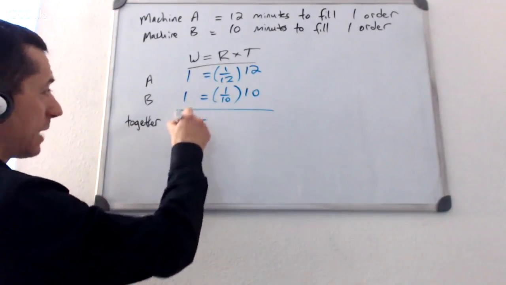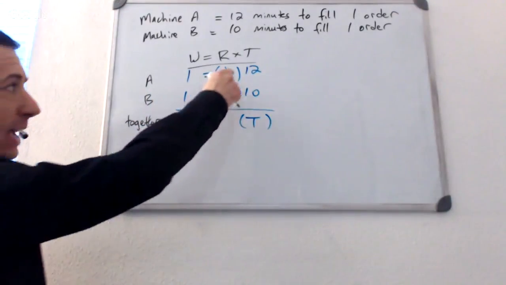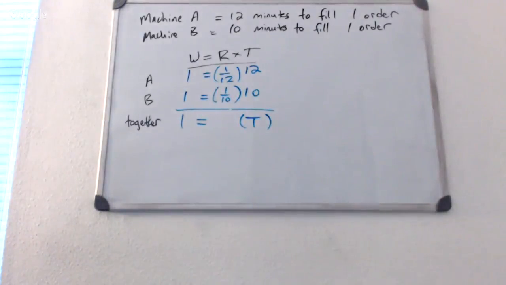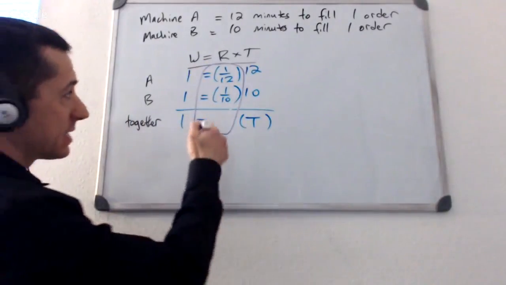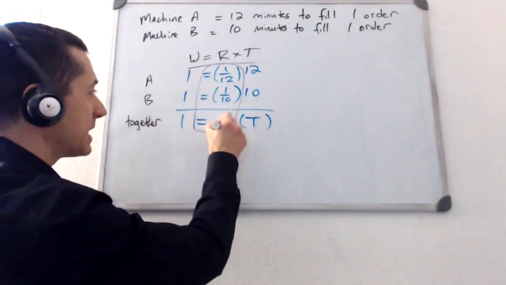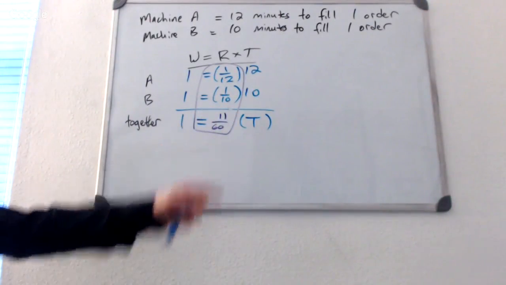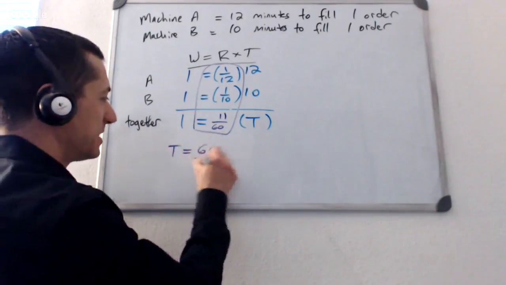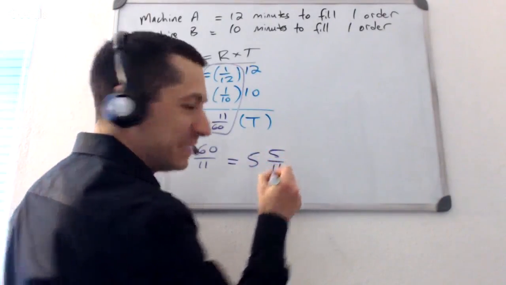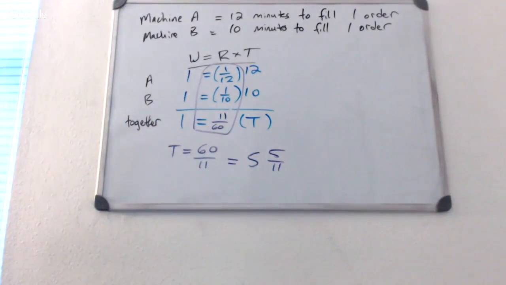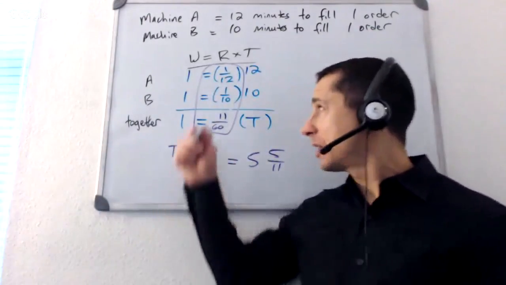Together, well, they've got to produce one order still. We're interested in their time together. And now all we have to do is add these rates. Two things working together, this is always going to be the case. So what do we get here? Not the nicest of numbers. Common denominator is going to be 60 there, I believe. 11 over 60. Great. Solve for t, so t must be 60 over 11. Simplify that. You're going to get 5 and 5/11ths. And that should give you an answer of C. Okay. So if you're new to rate questions, basic principle, whenever things are working together, add their rates up.